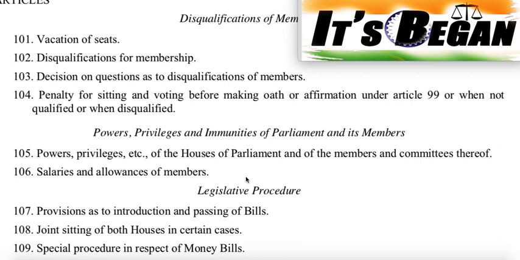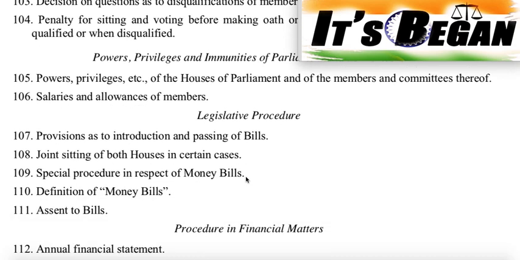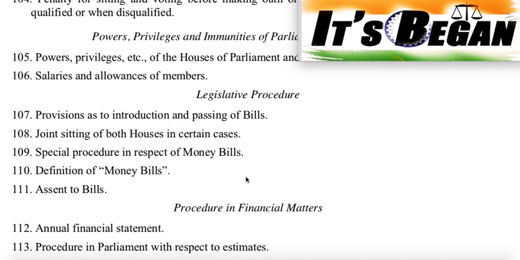Article 108 Joint sitting of both Houses in certain cases. Article 109 Special procedure in respect of money bills. Article 110 Definition of money bills. Article 111 Assent to Bills. Procedure in Financial Matters.